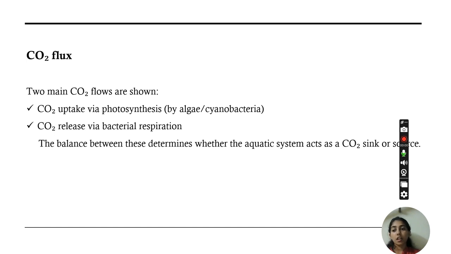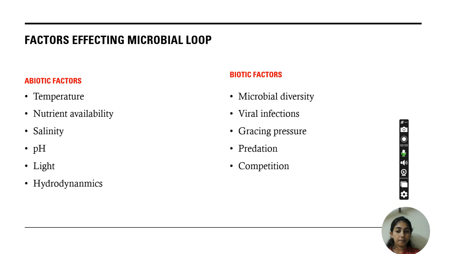Carbon dioxide flux. Two main carbon dioxide flows are shown: carbon dioxide uptake via photosynthesis and carbon dioxide release via bacterial respiration. These we already discussed in the previous slides. The balance between these determines whether the aquatic system acts as a carbon dioxide sink or source. Next is the factors affecting the microbial loop, and it is divided into abiotic factors and biotic factors.